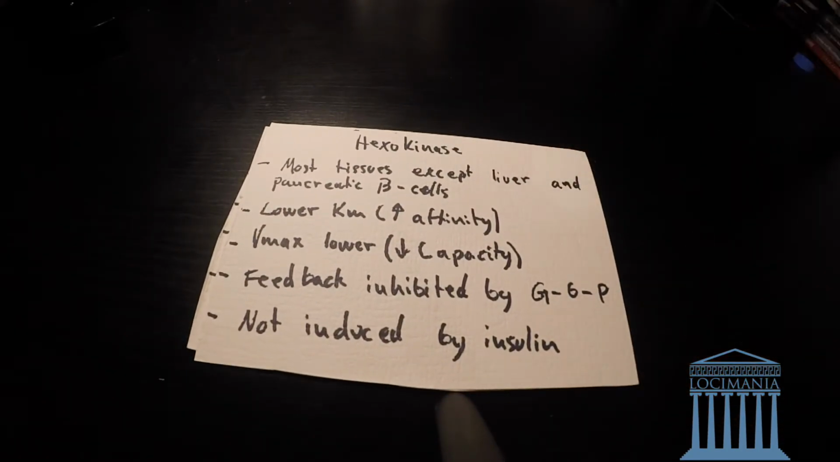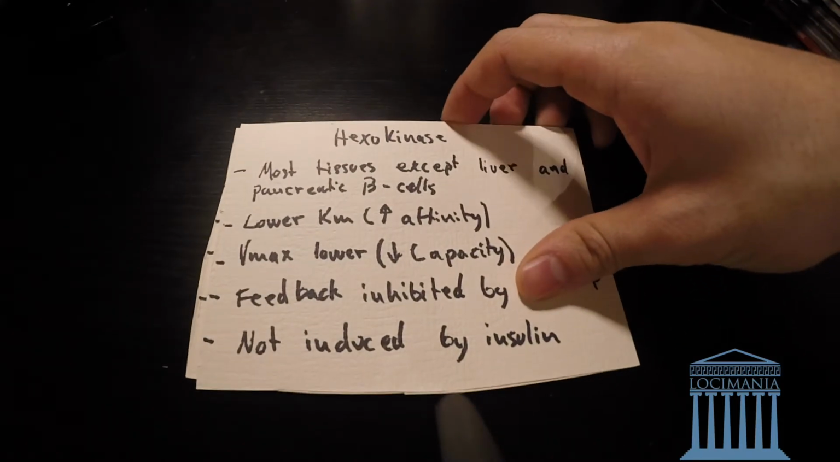Hexokinase. It is in the most tissues except liver and pancreatic beta cells. We have lower Km, which gives us a higher affinity. The Vmax is also lowered, which gives us a decreased capacity. It is feedback inhibited by glucose 6-phosphate. So when it has put the phosphate on the glucose, it is inhibited. It is not induced by insulin as glucokinase.